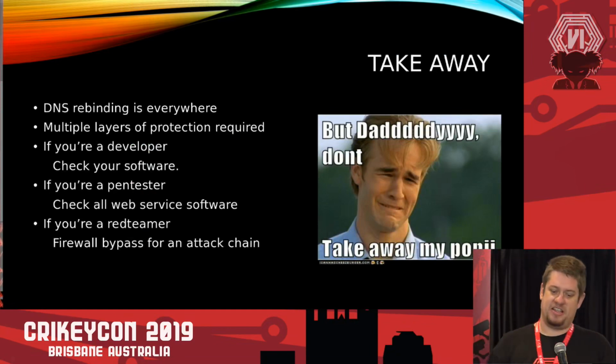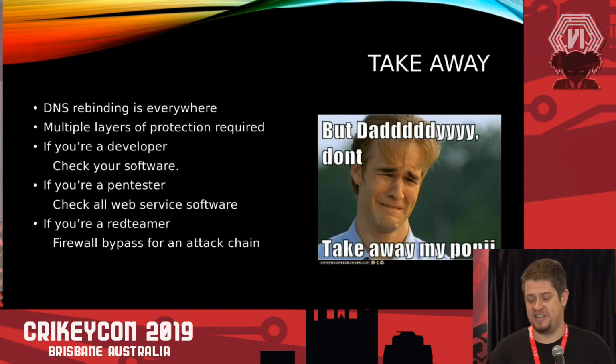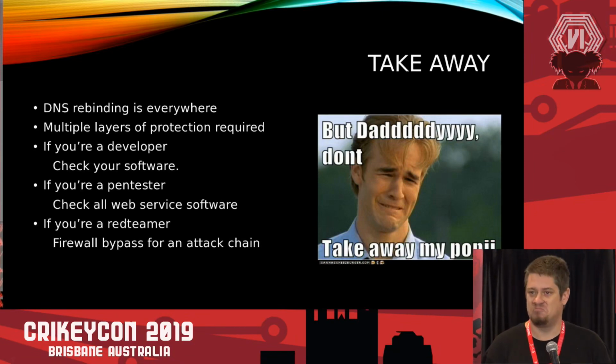Okay, so takeaways. I guess the main takeaway: DNS rebinding is still everywhere. The InfoSec community needs to spend a bit more time looking into this issue, particularly in software and not just in routers and IoT stuff. More protections need to be implemented at multiple layers: DNS servers, web browsers, libraries. If you're going to take anything away, if you're a developer, check your software, make sure you're checking and validating the host header and denying the request if it's not correct. If you're a pen tester, check for this in all the web services that you audit. And lastly, if you're a red teamer, it's a really great firewall bypass for an attack chain, particularly when it comes to DevOps setups.